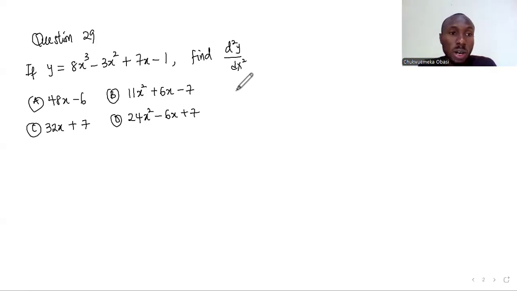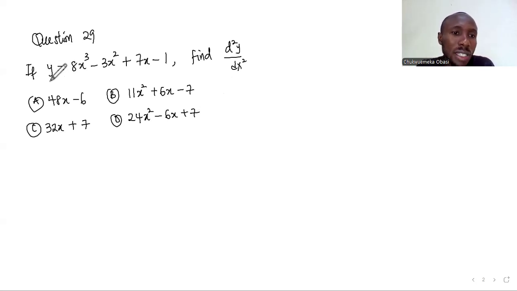Yeah, all right, guys, welcome to the 29th question, still on the challenge, and we are still solving problems on differentiation. We still have more questions to solve. We want to obliterate differentiation, we want to delete it from the JAMB syllabus. So we are trying as much as we can to make this stuff as easy for you guys. So let's go to the question.